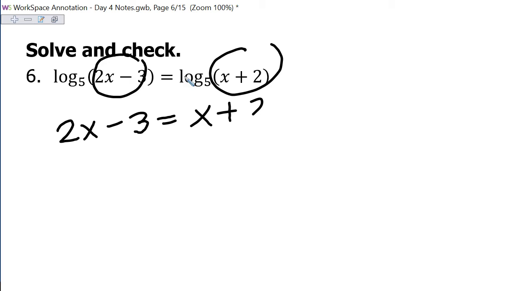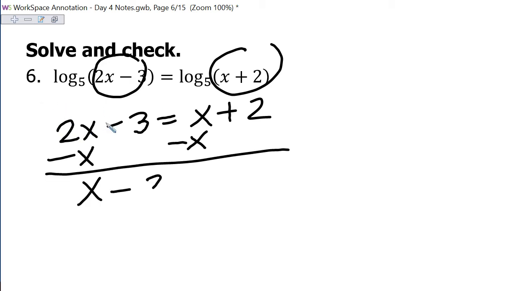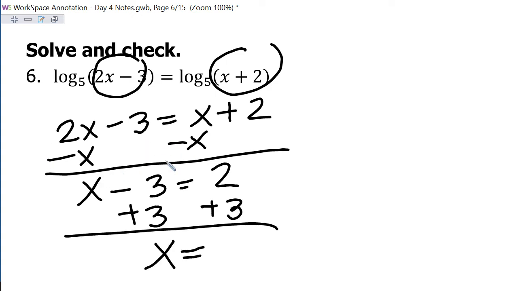Solve for x, what would I do first? Subtract x to both sides. What's 2x minus x? So this is x minus 3. What does it equal? 2. Last step. Add 3 to both sides. And what's our answer? X equals 5. Okay, 9 more.